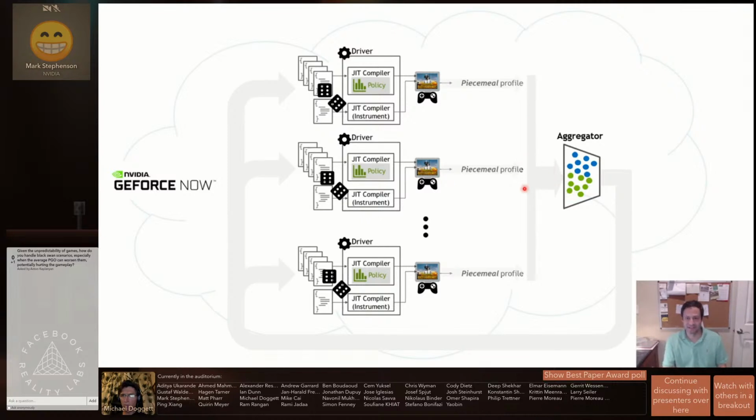And there's a caveat that I want to mention here. This work is research in progress. In the paper, as in the talk, we emulate the user community on a single machine. And at this point, our prototype is not production quality, so we can't just go deploy this thing on GeForce Now.